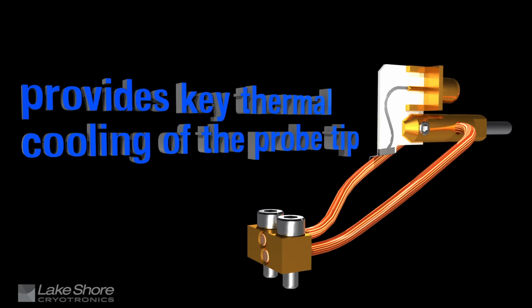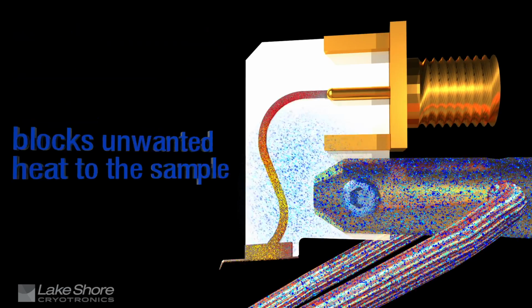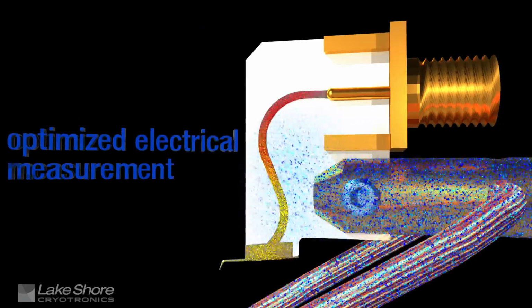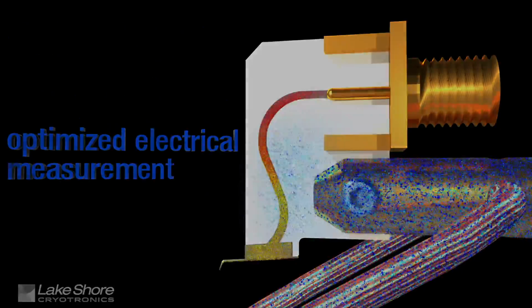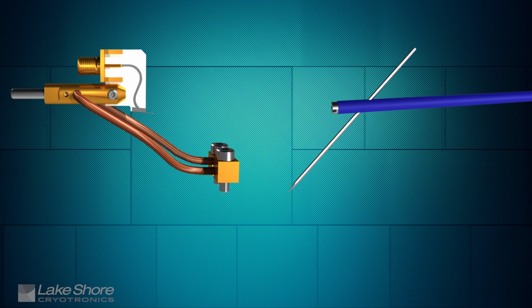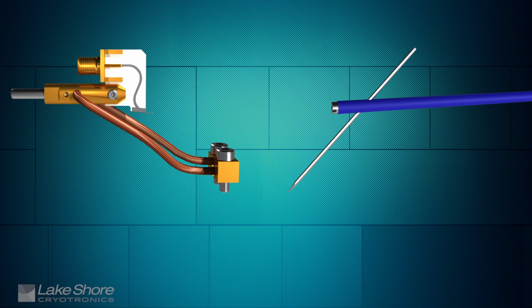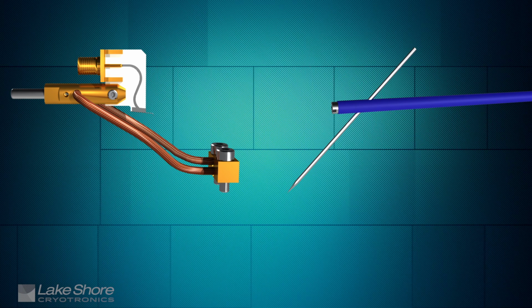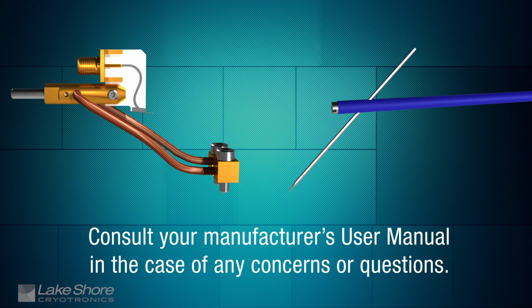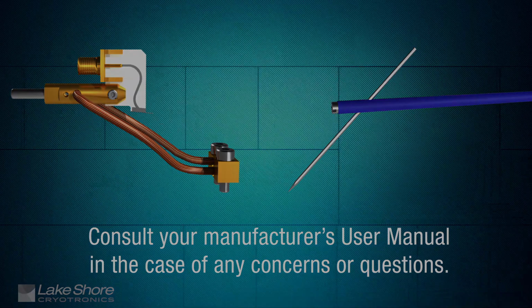In both cases, the ZN50 design provides key thermal cooling of the probe tip, blocks unwanted heat to the sample, and provides an optimized electrical measurement. Though the two styles of probe look different, the procedure for landing either style tip on a sample is the same, and the procedure that follows will apply to both. Consult your manufacturer's user's manual in the case of any concerns or questions.